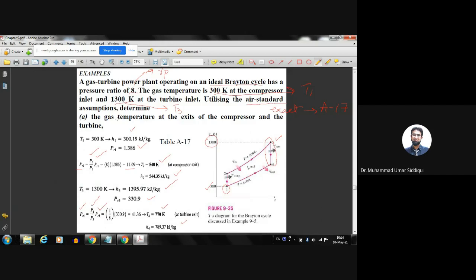So the first part of the question was to determine the gas temperatures at the exit of the compressor and turbine. The exit of the compressor is state point 2, so T2 we already determined. The exit of the turbine is state point 4, so T4 we already determined. So part A is done. Is there anything within the solution of part A which is not clear to anybody?